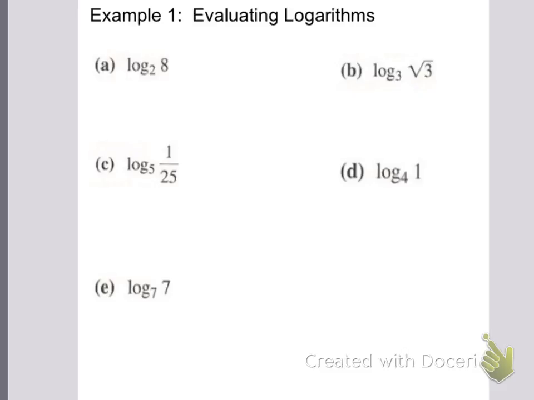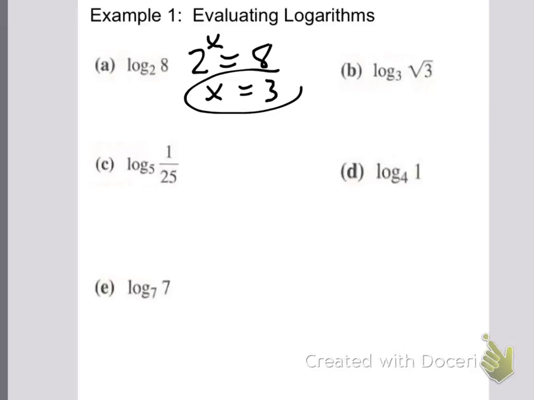For example, when we do something like log base 2 of 8, that's how you read it, log base 2 of 8. What we're trying to say is 2 to what power is 8? I'm assuming that we all know that that's 3. For part B, we have log base 3 of radical 3.